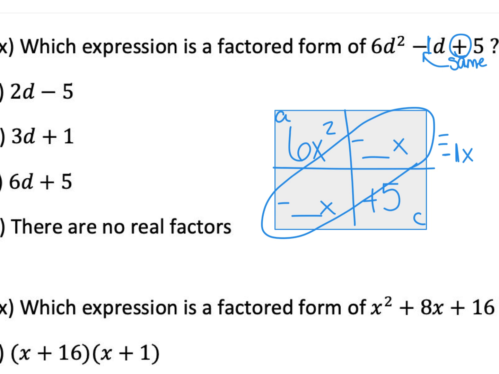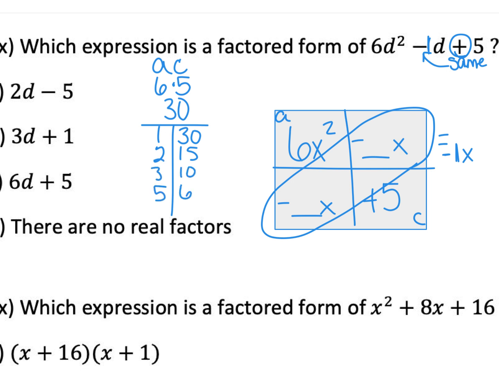Step 3 says A times C. Okay, so what's my A? 6. What's my C? 5. 6 times 5 is 30. Okay? So we're going to list our factors of 30. I mean, we've been doing this for a couple of days now. Just go down the list. 1, 2, 3. 4 doesn't work. 5, 6. It made a U, so we're done.